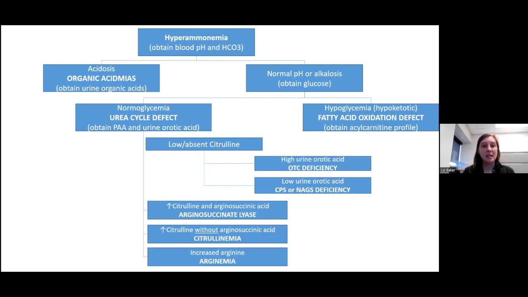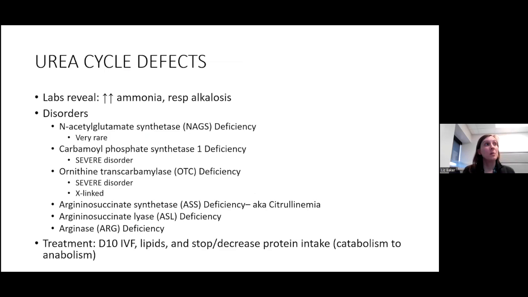If the citrulline is elevated as well as argininosuccinic acid, it's argininosuccinate lyase deficiency. If it doesn't have the argininosuccinic acid but has elevated citrulline, it's citrullinemia. And if it's increased arginine, it's argininemia. So we're going to talk about urea cycle defects first.